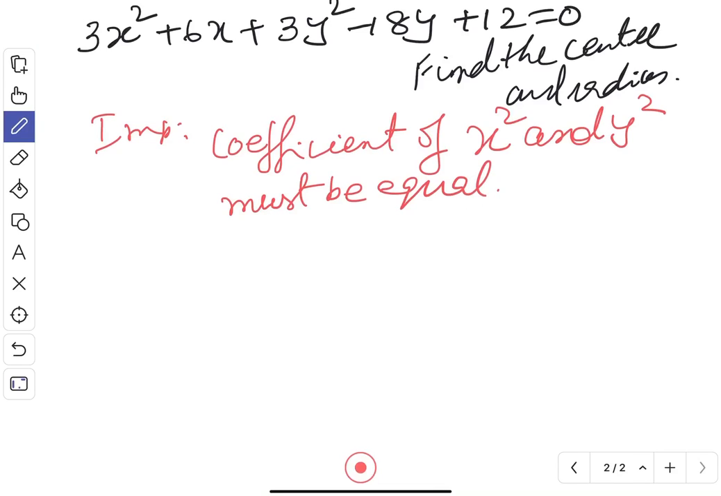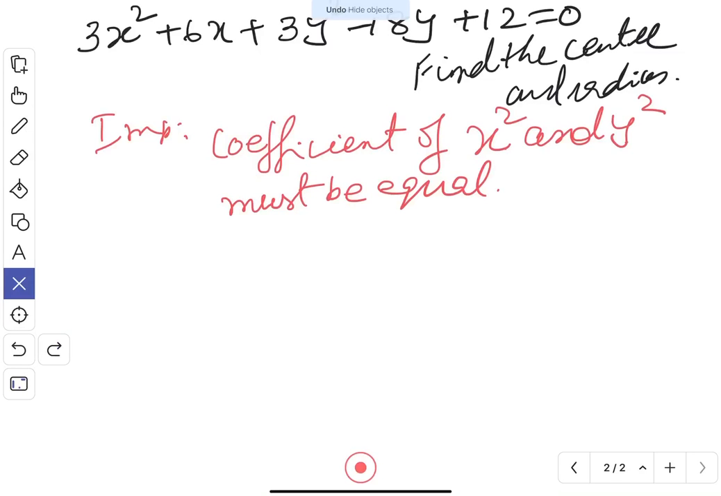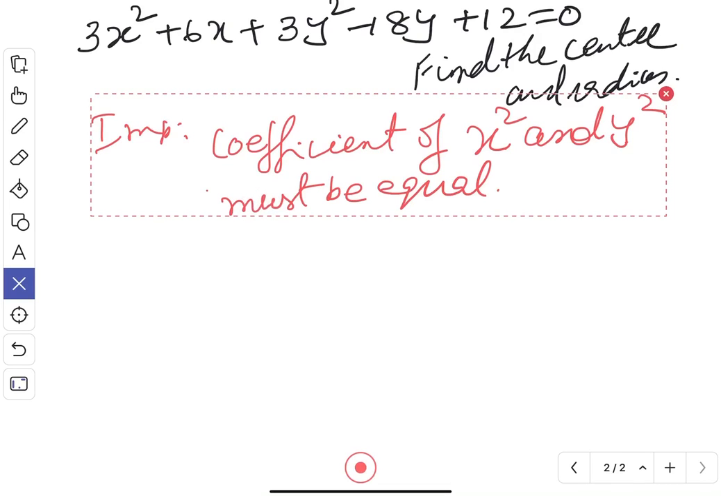Very important thing: if the coefficient of x squared and y squared are not equal, it is not a circle, it is something else. That's very key here. I hope you understand this importance. So it is very important to see that the coefficients of x squared and y squared must be equal.